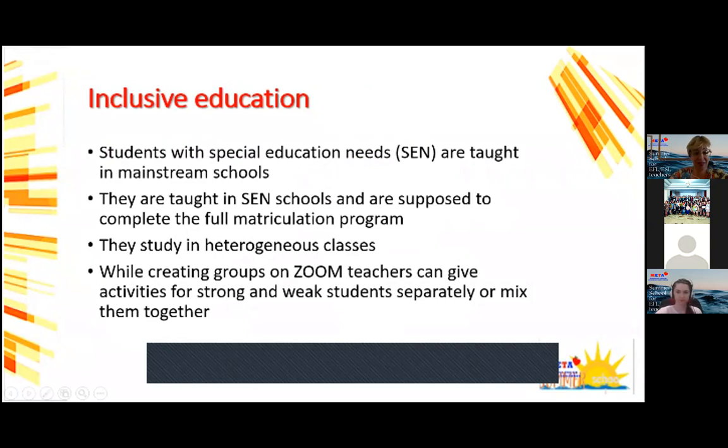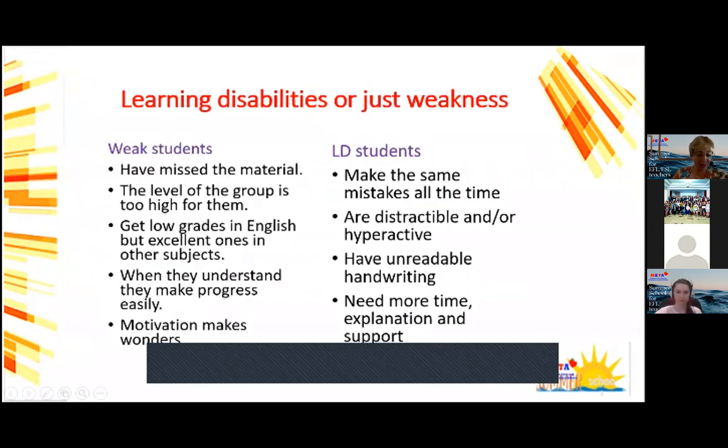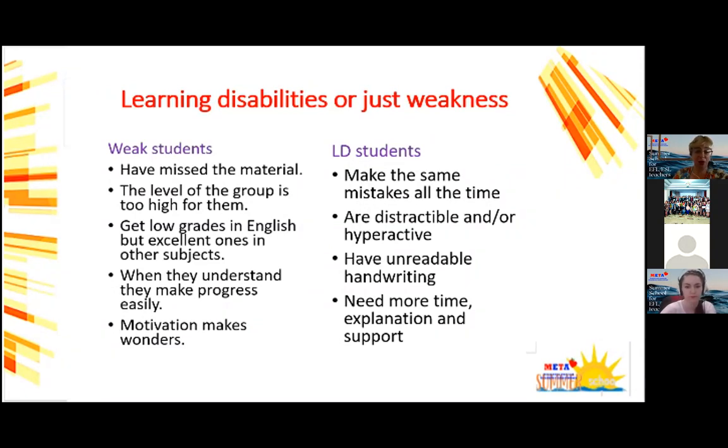Now it's time to tell you about learning disabilities or weakness. In each class, I'm sure that you have students who don't do very well. They are motivated, but they cannot. As I have already told, students with learning disabilities have such disorders as dyslexia, dysgraphia, hyperactivity. They make the same mistakes all the time. They are distractible, or they have unreadable handwriting, and they need more time for explanation. And of course, they need a lot of attention and support.